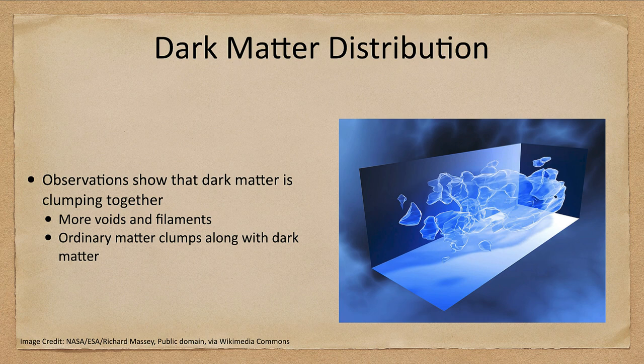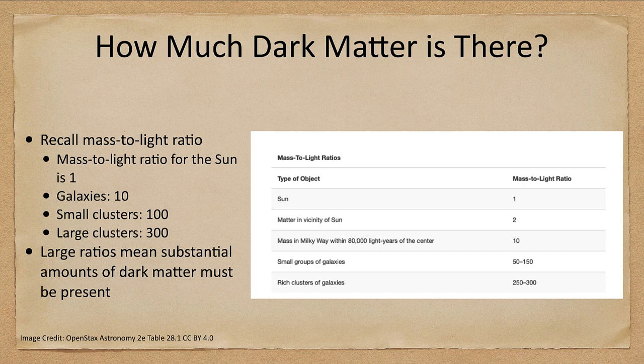So when we look at the distribution of dark matter, we see that the dark matter clumps together. So it does behave under gravity just like ordinary matter. The difference is it does not give off any type of electromagnetic radiation. This clumping gives us the voids and the filaments that we see. And then the ordinary matter clumps along the dark matter. So the dark matter forms the gravitational structures of the universe. And then the ordinary matter clumps along with that, making it visible where that dark matter is. Remember, the dark matter otherwise is completely invisible to us, as it does not give off any type of electromagnetic radiation.